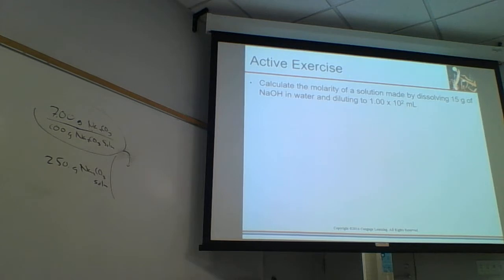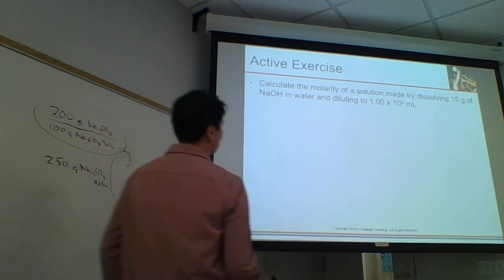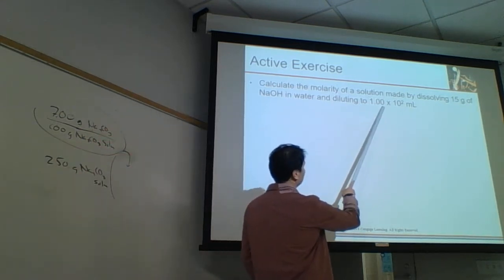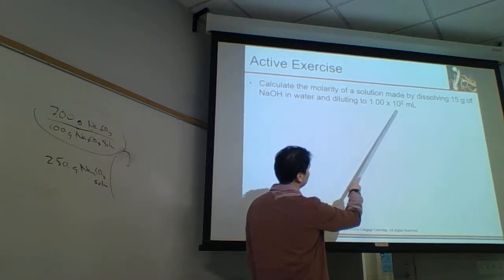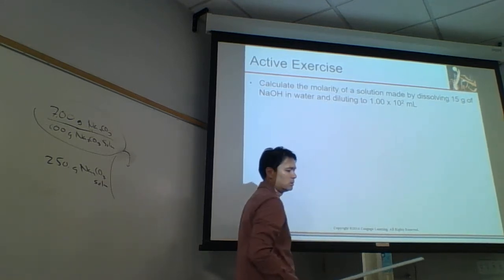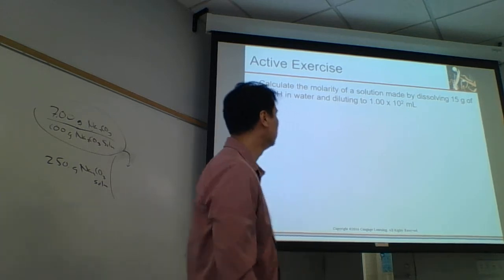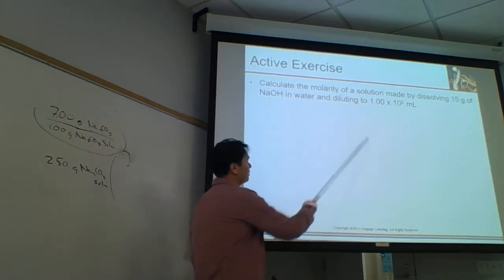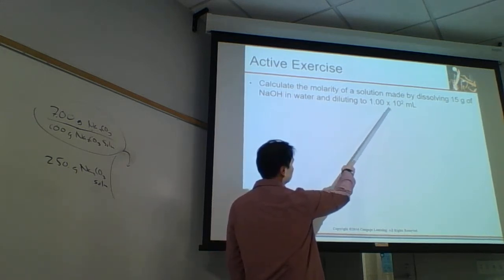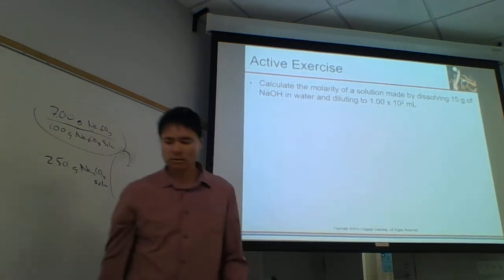Calculate the molarity of a solution made by dissolving 15 grams of sodium hydroxide and diluting it to 1.00 times 10 squared milliliters, so 100 milliliters. So we're going to take 15 grams of sodium hydroxide. We're not going to add 100 milliliters of water. We're going to add enough water to make it the total volume. So this is the volume of the solution, 100 milliliters. And so the molarity is the moles. We'll need the moles of sodium hydroxide, so we'll have to do a gram to mole conversion, divided by liters. So we're going to have to convert from milliliters of solution to liters of solution.